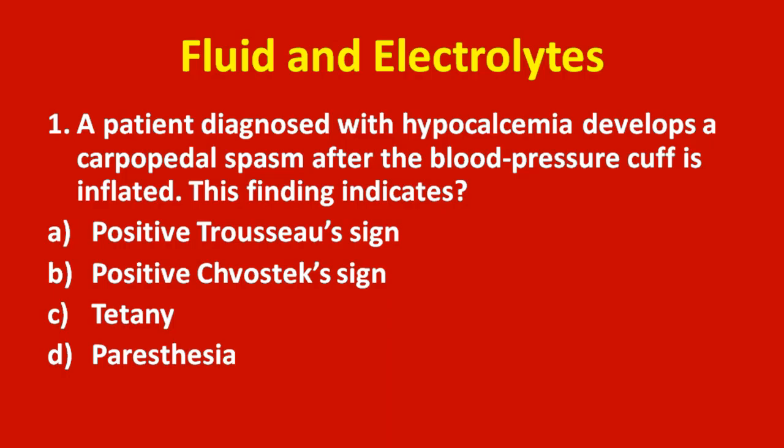Fluid and electrolytes. 1. A patient diagnosed with hypocalcemia develops a carpopedal spasm after the blood pressure cuff is inflated. This finding indicates A. Positive Trousseau sign. B. Positive Chvostek sign. C. Tetany. D. Paresthesia. Answer is option A. Positive Trousseau sign.